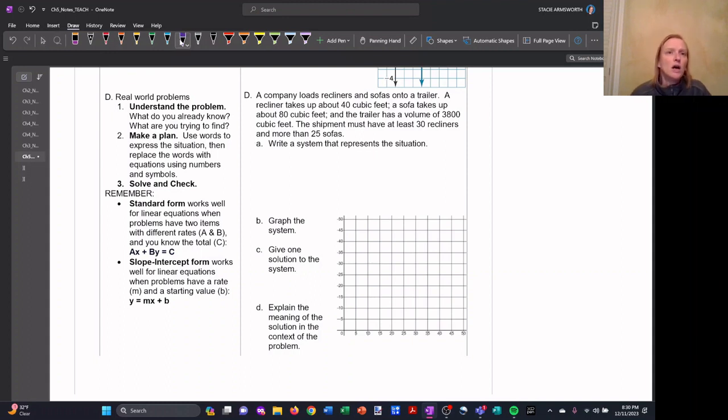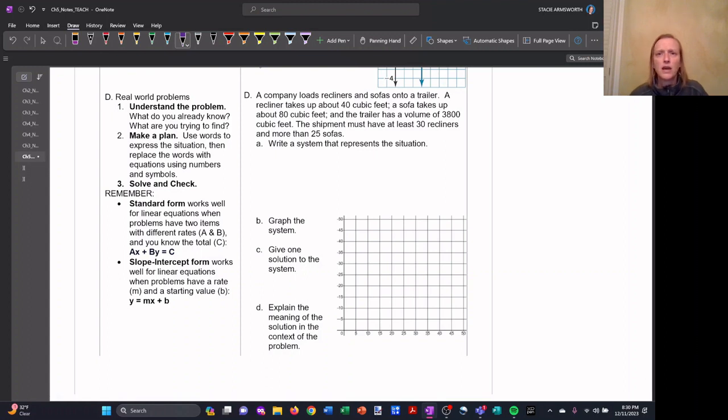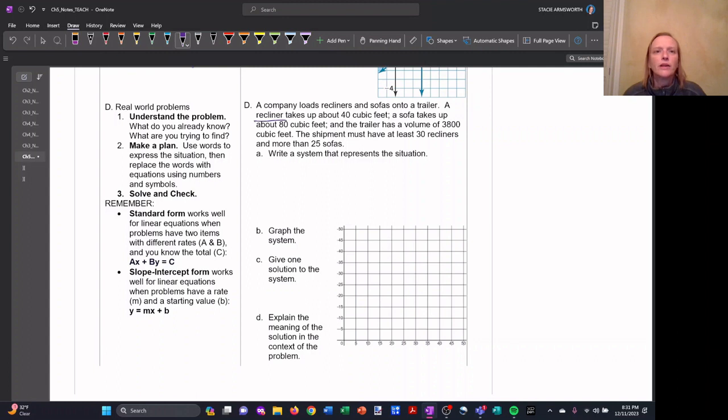Alrighty, so let's see what we have here. First, we want to define our variables. I'm going to have the number of recliners be my x value, and the number of sofas be my y value. Then I can come up with an equation. I have a different rate for each of those items, so standard form would be a good format for my inequality.